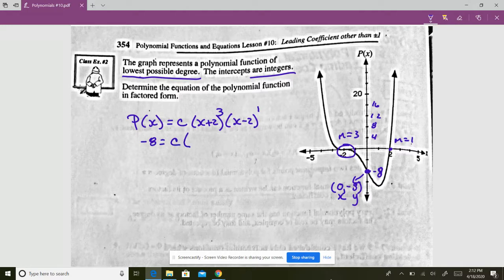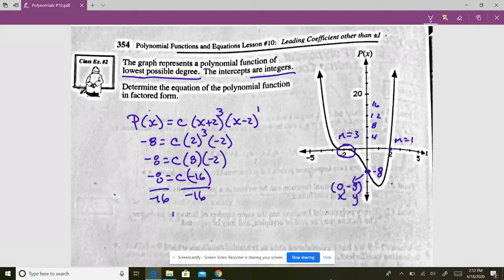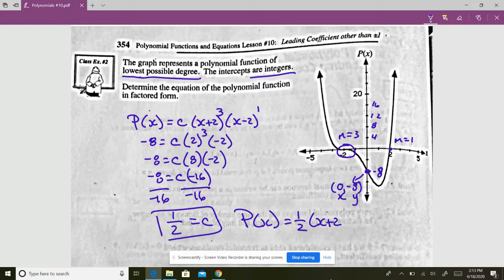C. 0 is nice because 0 plus 2 is just 2. 0 minus 2 is -2. 2 cubed is 8. 8 times -2 is -16. Divide out the -16. And you get, reduce it down, 1/2 is equal to c. So the polynomial is 1/2 times x plus 2 all cubed times x minus 2.